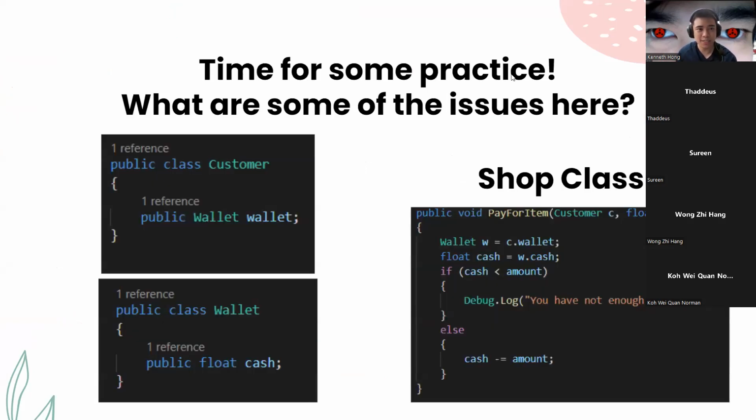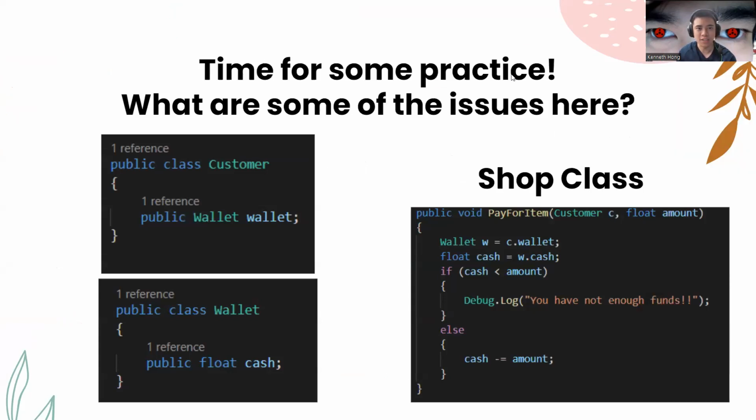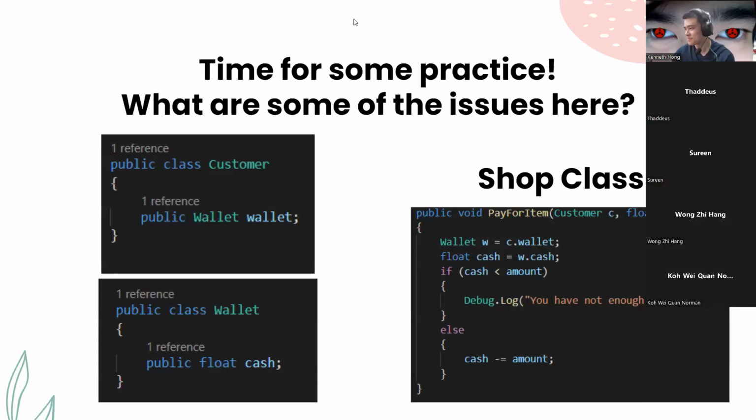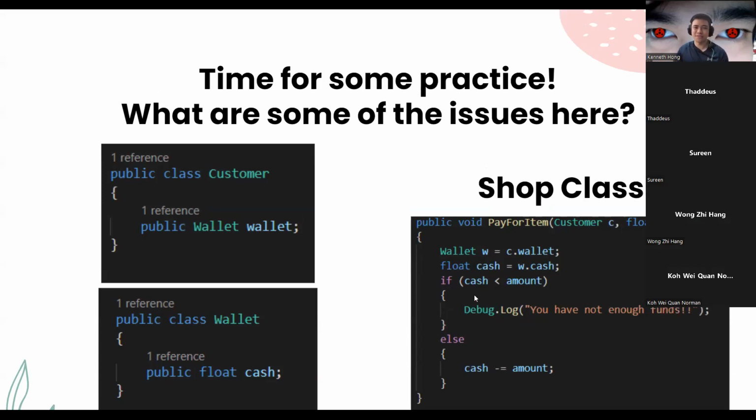Okay, so time for some practice. I'll give like 2 minutes to look through this piece of code and tell me what some of the issues here are. I'm going to set a timer. Think of what some of the issues these classes have, and maybe you can type in chat if you want to, or you can also unmute yourself to say. I'll give around 2 minutes to go through this problem.